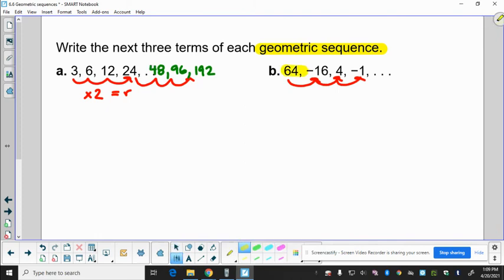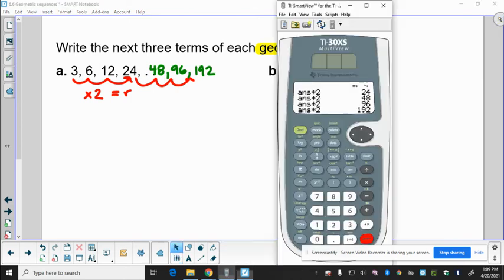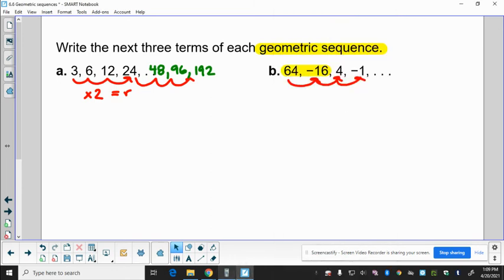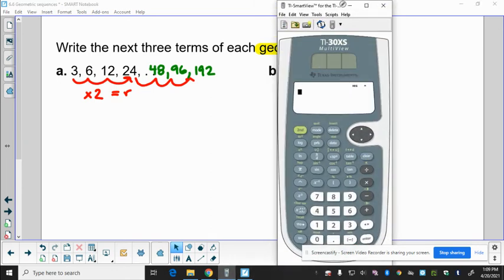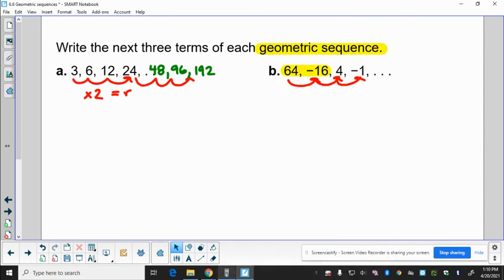So maybe what you do is you take a pair of numbers and you divide them in reverse order. Okay? So I forgot what they were. I'm going to take negative 16 and 64. Negative 16 divided by 64. Okay, I'm getting negative 0.25, or as a fraction, negative 1/4. So I'm going to list that. My ratio is multiplying by negative 0.25 or negative 1/4.